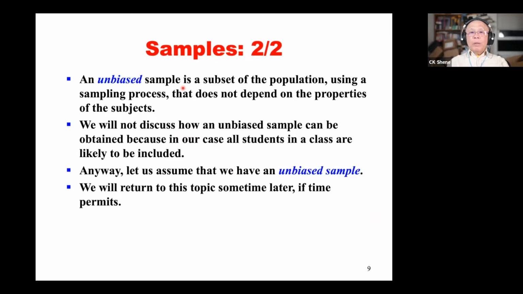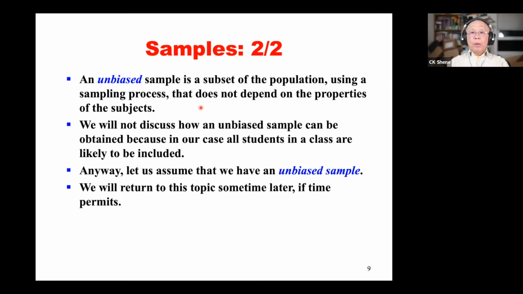Then the meaning of unbiased sample. An unbiased sample is a subset of the population using a sampling process, usually random, that does not depend on a property of the subject. For example, if you wish to know the average income of your neighborhood, then you have to randomly select households.